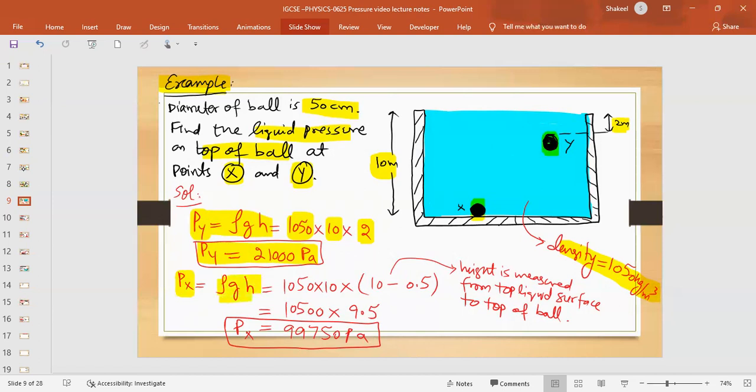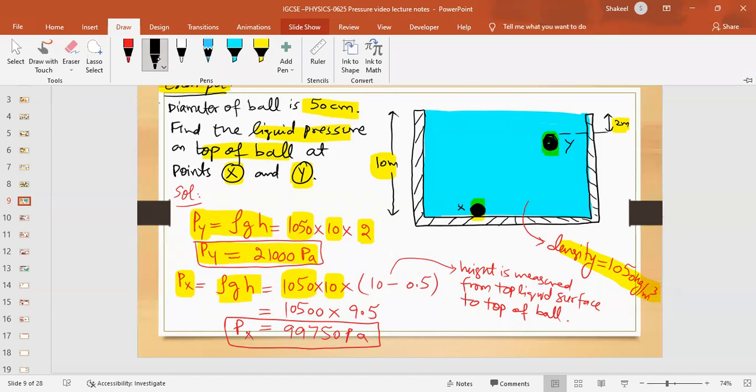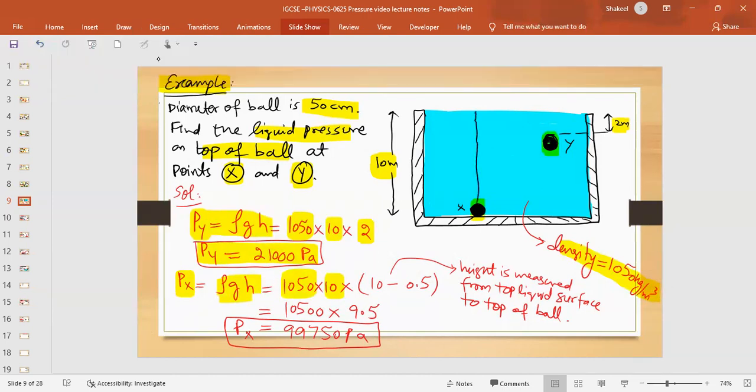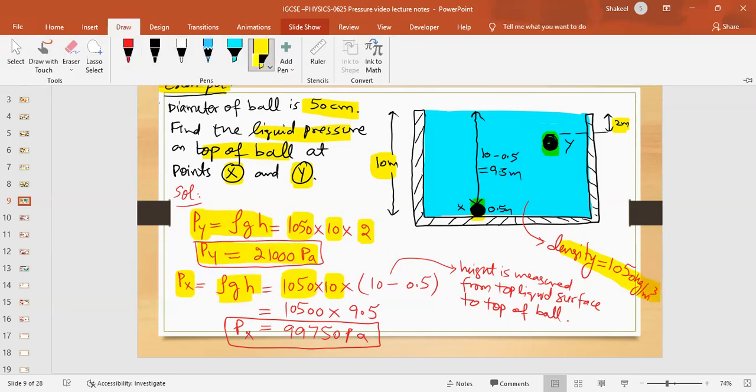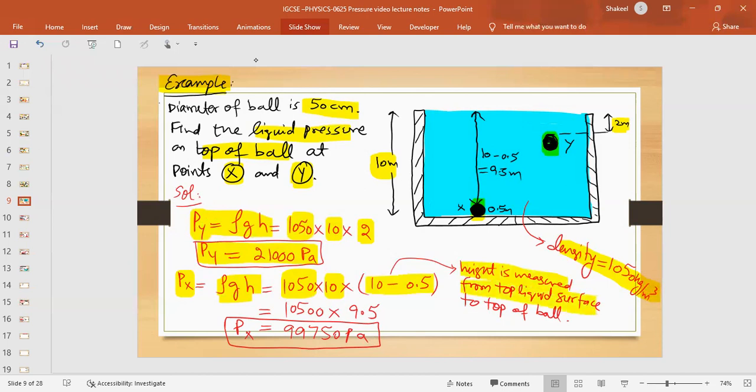So at X, it is rho g h. Rho is 1050, g is 10. But for h, you would not be using 10. Why? Because 10 is still the base. You have to measure the height from the surface to the top of the object. As the ball has a diameter of 50 centimeters or 0.5 meter, you will be subtracting 0.5 from 10 to get the height, which is 9.5 meters. That was the only analytical point over there: 10 minus 0.5, since height is measured from the top of the liquid surface to the top of the ball. So the answer is 99,750 Pascal.